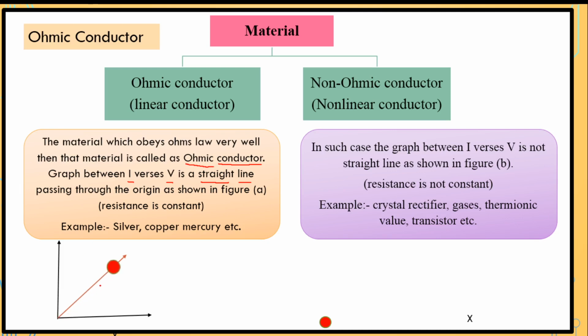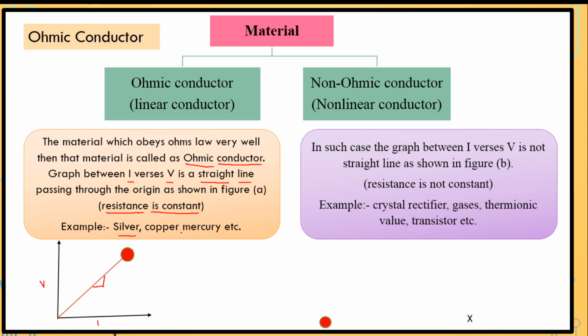Here we will get a straight line. Here we have taken current versus voltage, or voltage versus current. We will get a straight line graph, so V is directly proportional to I, or I is directly proportional to V. So here we will get only one value of slope, and the reciprocal of the slope is the resistance. So we will get the resistance as constant.